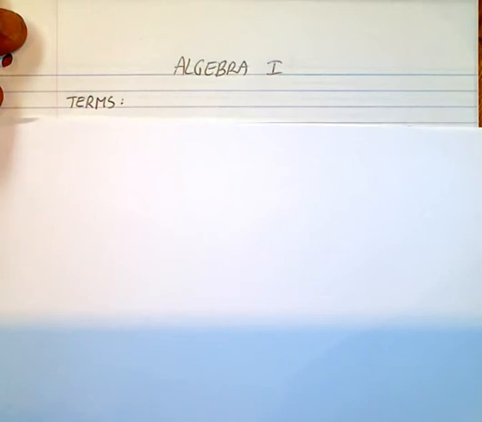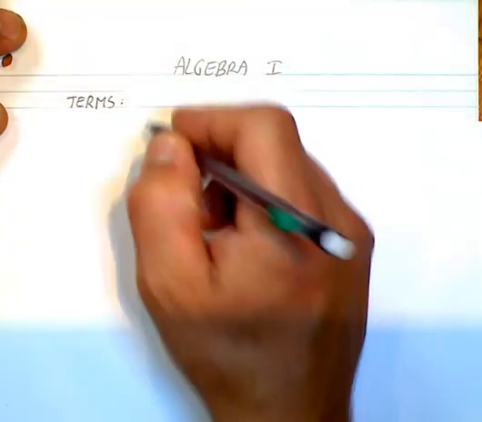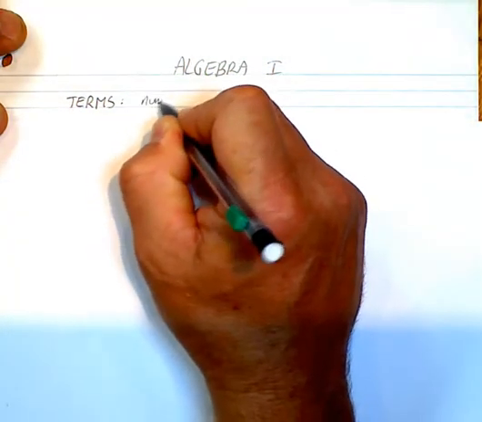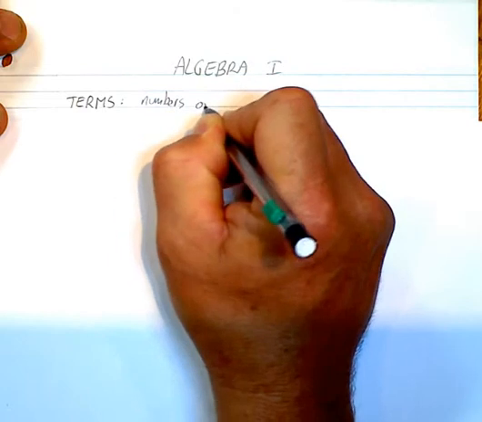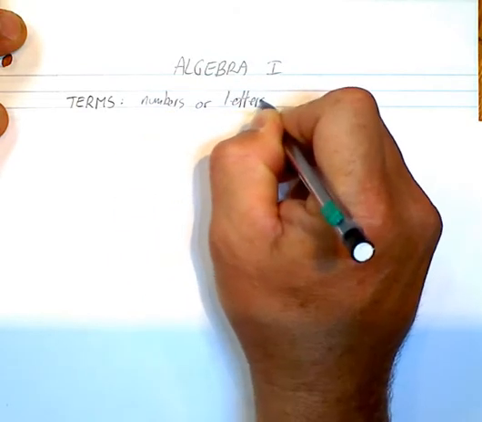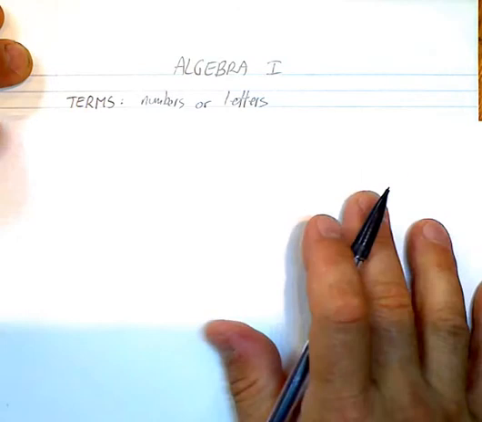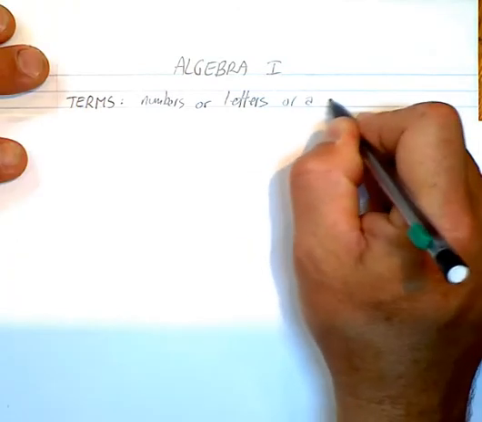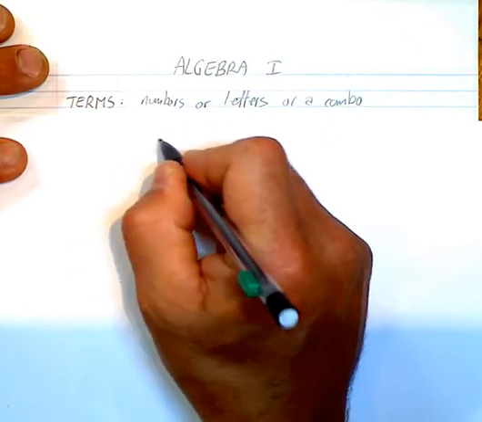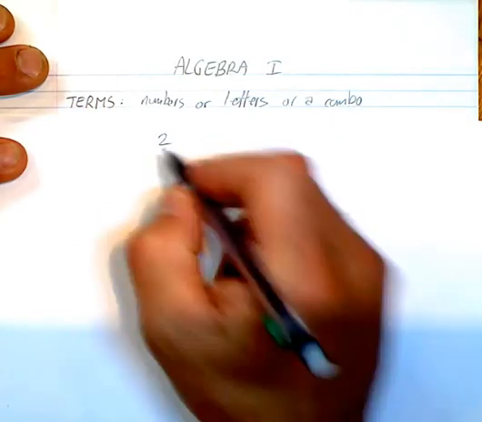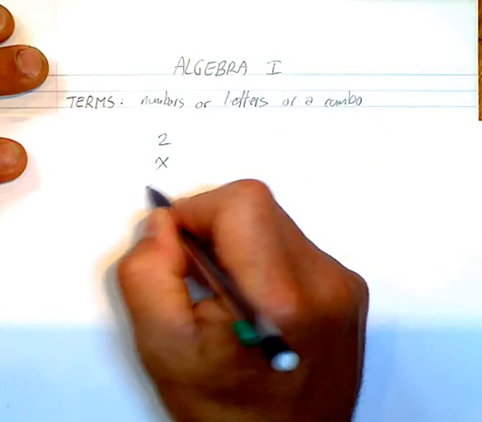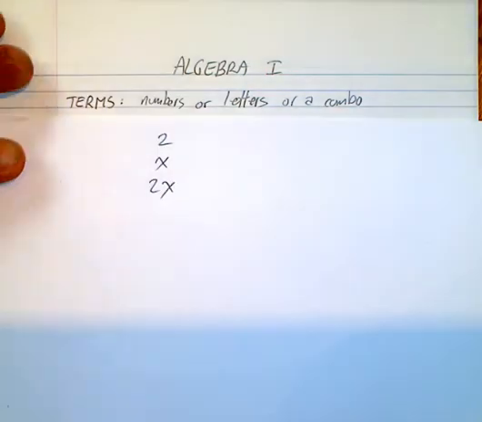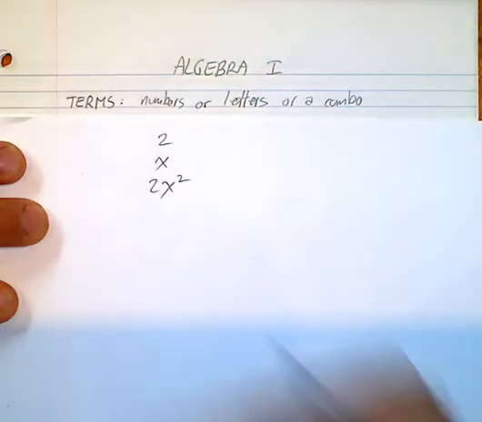The first thing I need to talk about are what we call terms. Terms are either letters or numbers, because we use letters like X in algebra, or a combo. So 2 is a term. X is a term. Even if I look at something like 2x, that's still a term as well. 2x squared, that's another term.